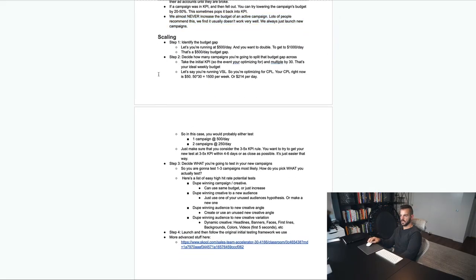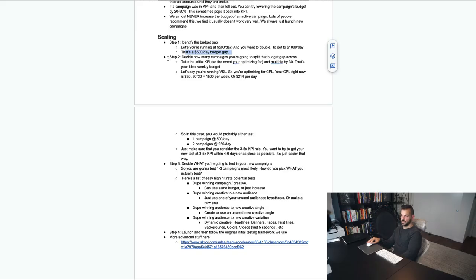So, speaking of scaling, here's what we do. Let's say we want to scale our budget. Number one, we want to identify the budget gap. So let's say we're running $500 a day and we want to double to get to $1,000 a day. That's a $500 a day budget gap, right?